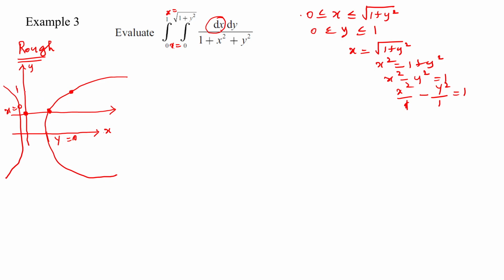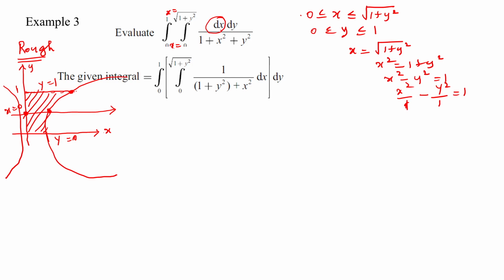Y equal to 1 here. So starting from x equal to 0, y equal to 1 here, y equal to 1. Therefore, this is the region of integration. This is the region of integration of this. How to evaluate it?